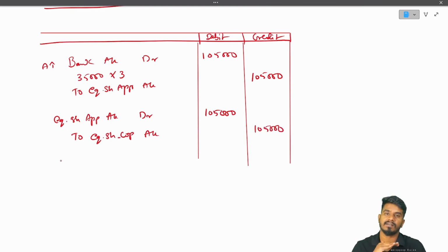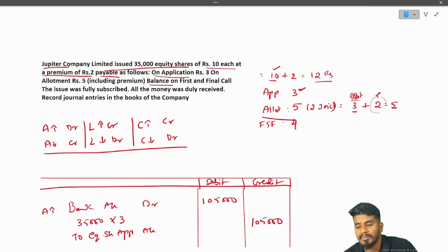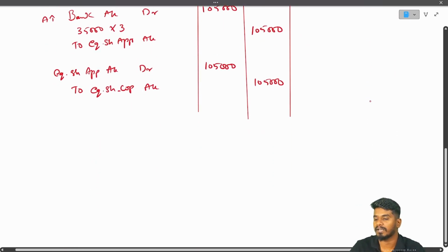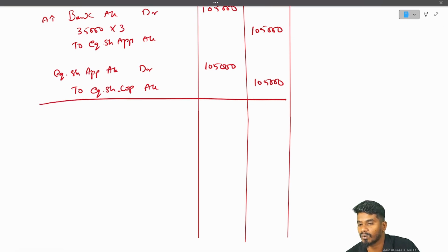The first entry is similar to par. The next entry will change because we are receiving premium also. We are receiving premium of rupees 2 along with allotment. Let us see how we can journalize it. I'll extend the columns. The first entry is over.